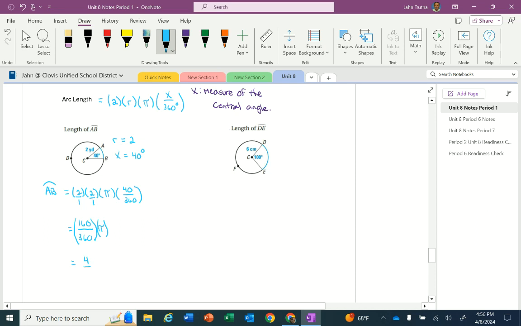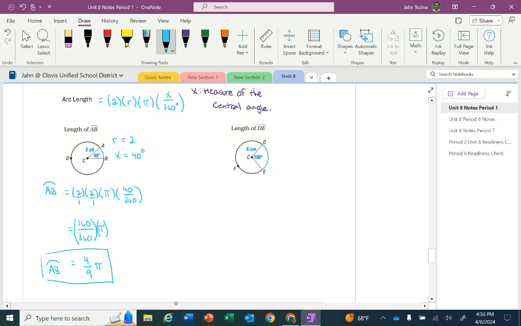Okay, so if you get a fraction, reduce the fraction, and do not multiply 3.14 for pi. So there is my answer. My answer for the length of arc AB is 4/9 pi. It's 4/9 of the number pi.